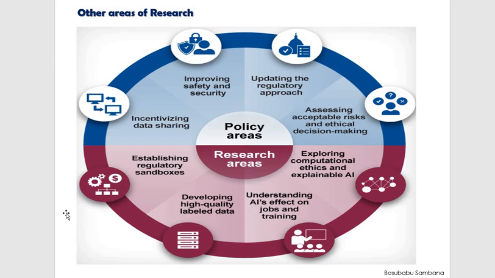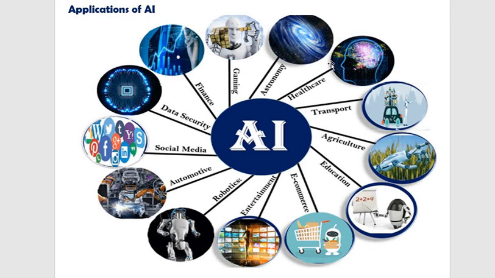Next, assessing the acceptable risk and ethical decision making, like decision making, pattern matching and problem solving, whatever it may be, all coming under this way. Next, another one, research areas. The most remarkable thing is these areas.